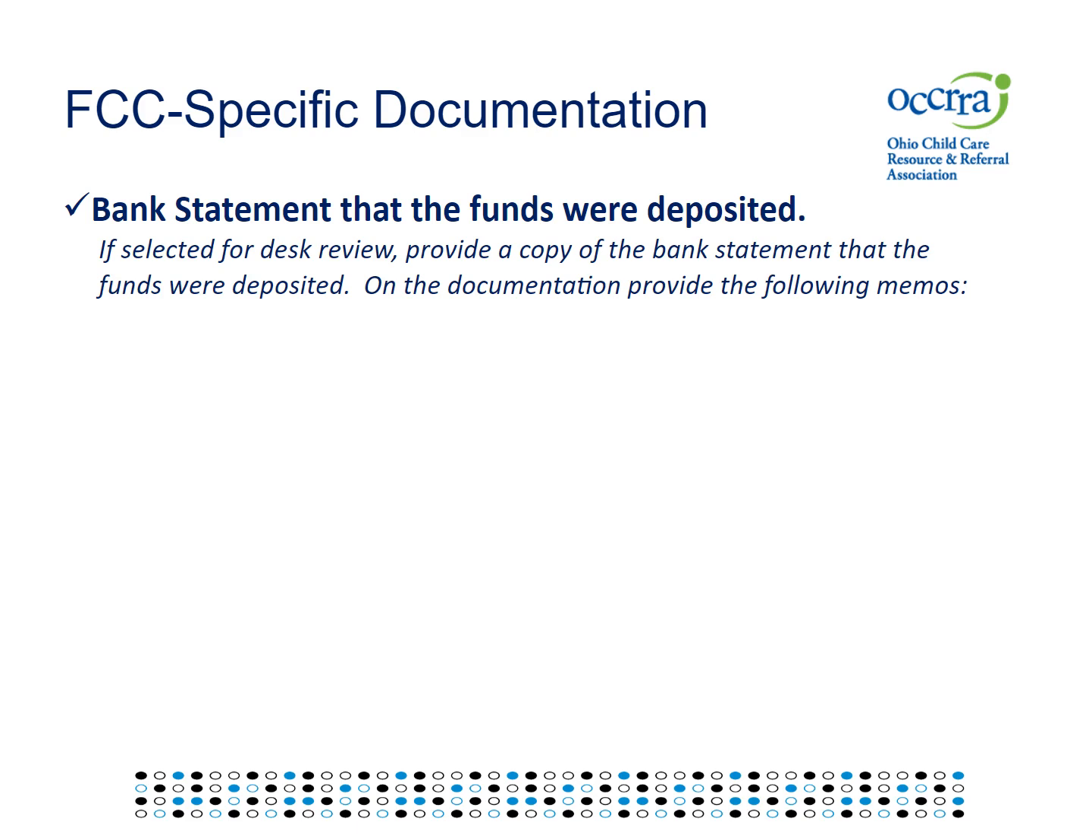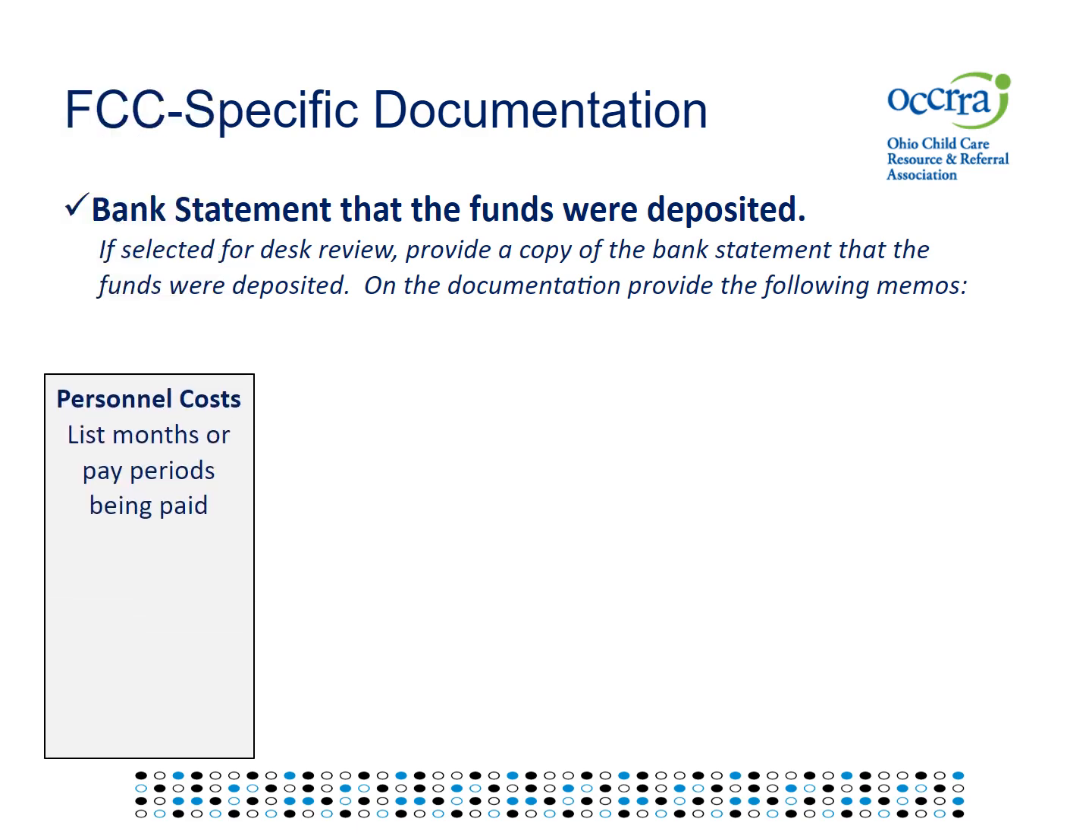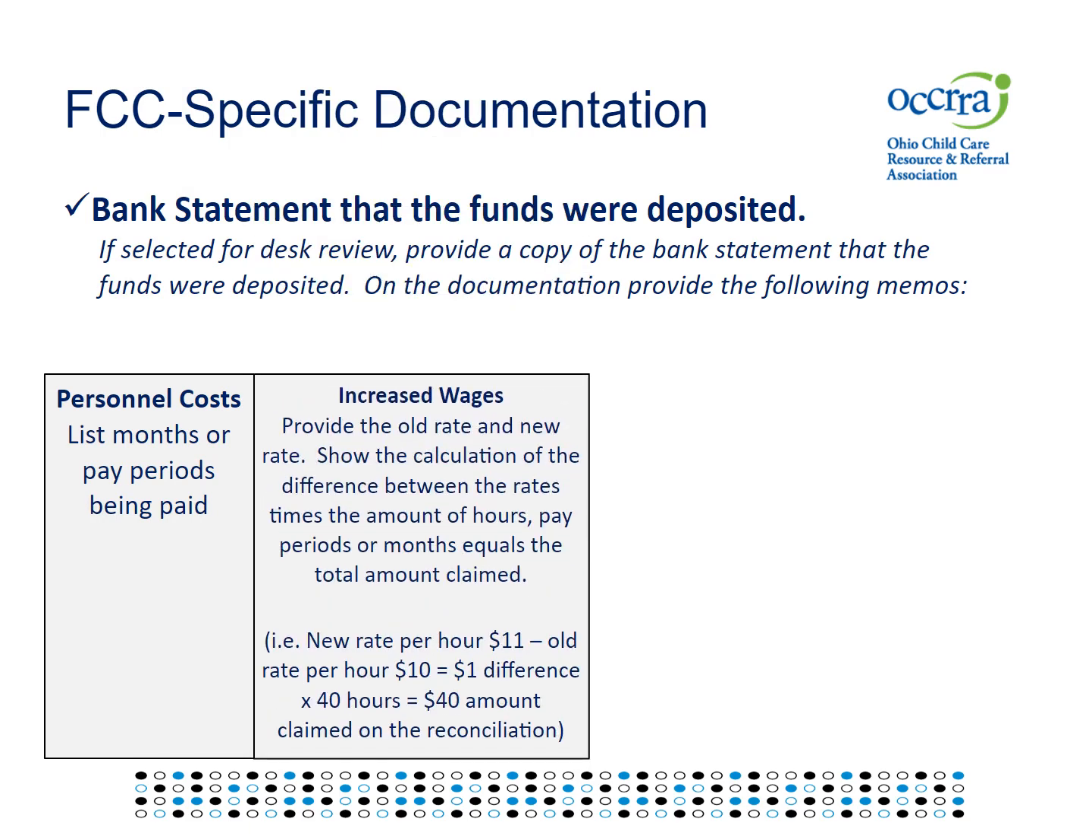On the documentation, provide the following memos based on activity option. For personnel cost, list months or pay periods being paid. For increased wages, provide the old rate and the new rate. Show the calculation of the difference between the rates times the amount of hours, pay periods, or months equal to the total amount claimed. For example, the new rate per hour is $11 minus the old rate per hour of $10 is a $1 difference times 40 hours equals $40 amount claimed on the reconciliation.